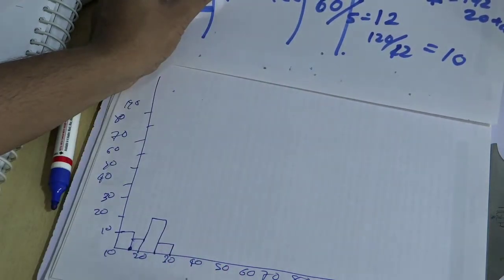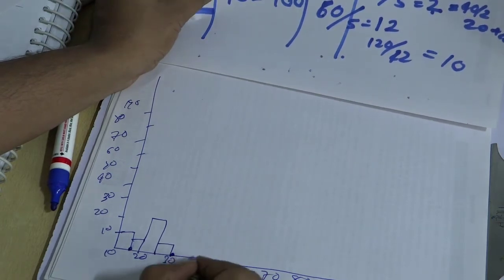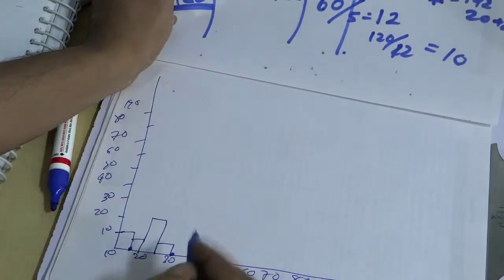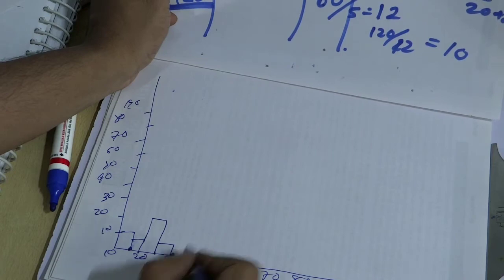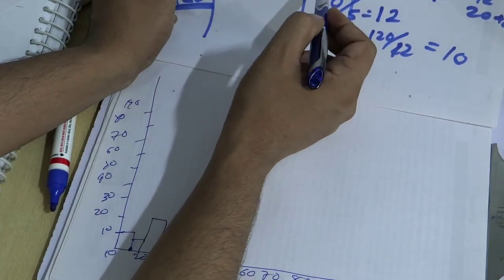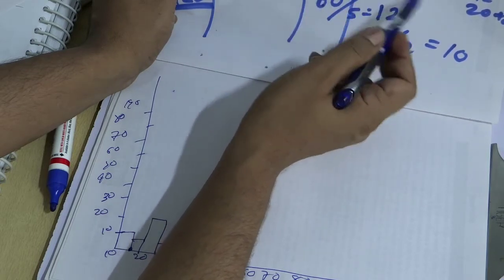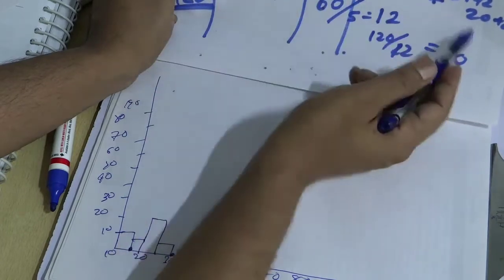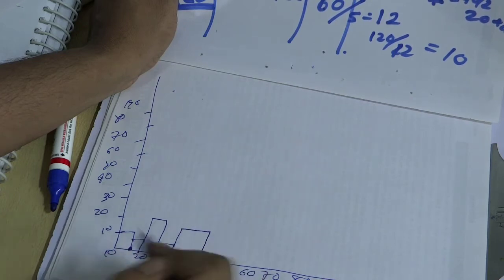30 to 40, this is 30 to 40, okay. Now 30 to 40 we have the 40, so here we will divide this 40 by 2, why? Because we have 2 times the class interval, that is 10, and 10 divided by 5 is 2. So this 40 will also be divided by 2, that is 20.